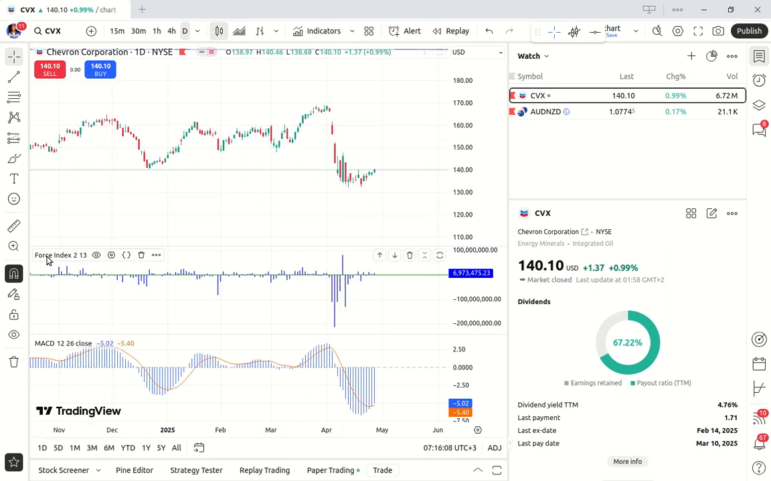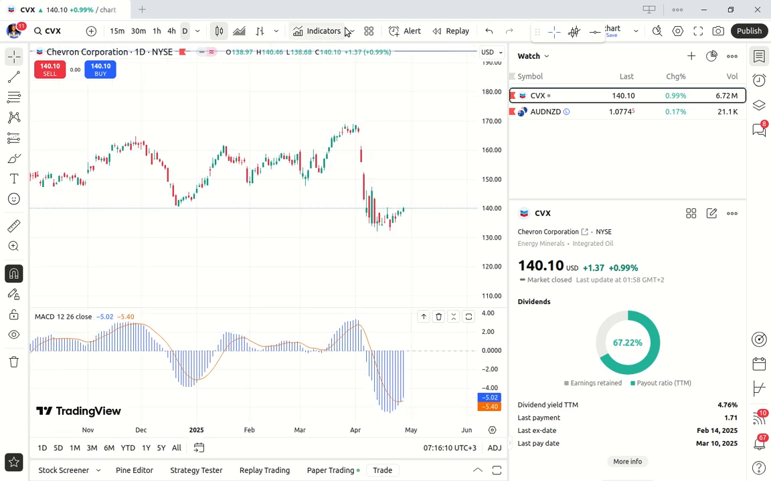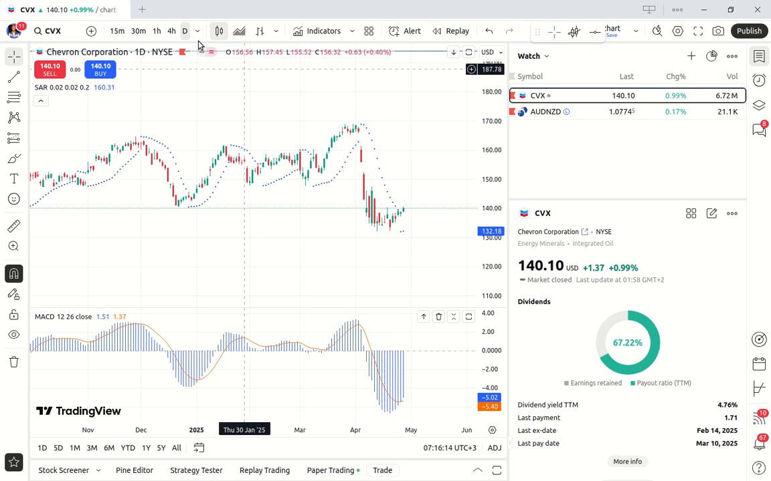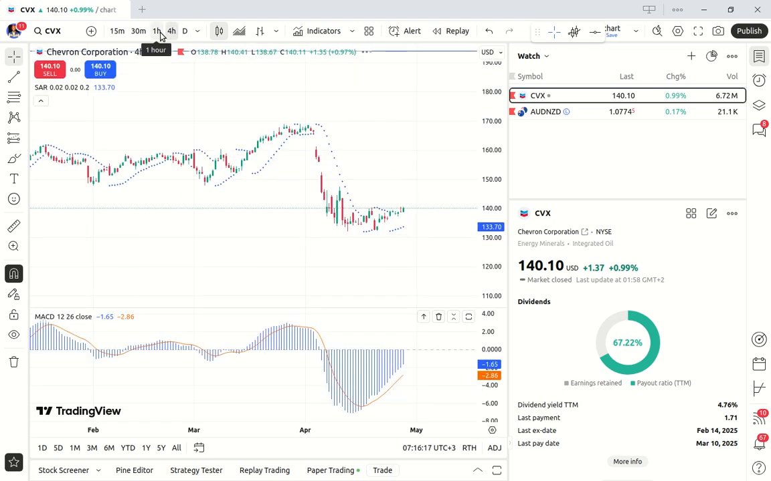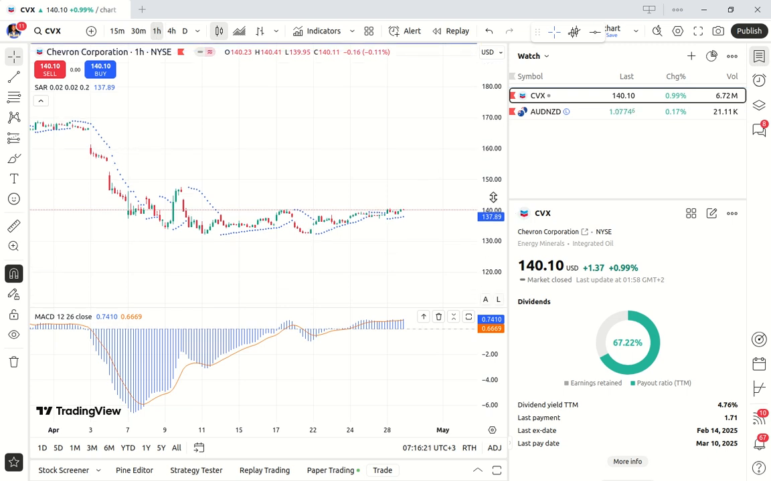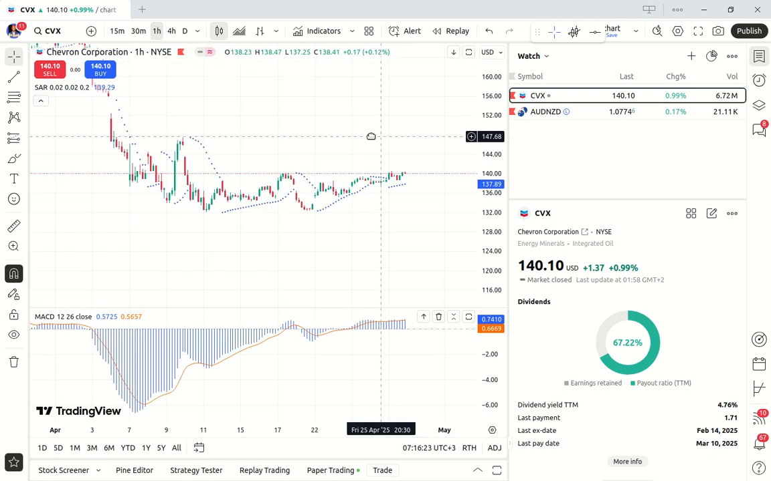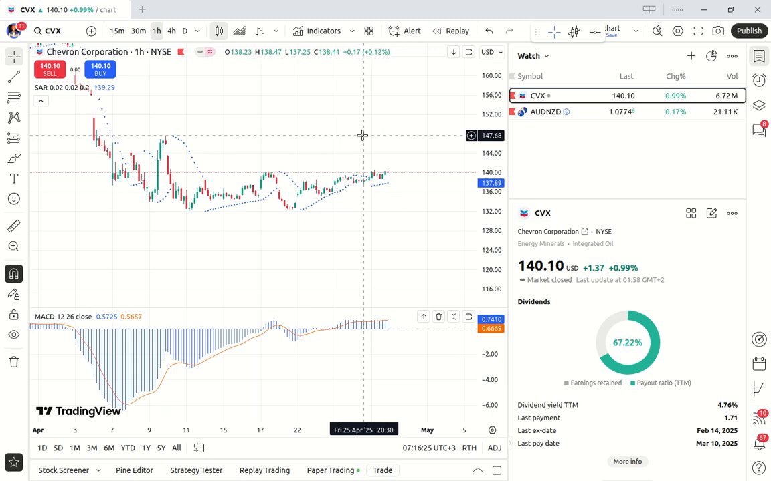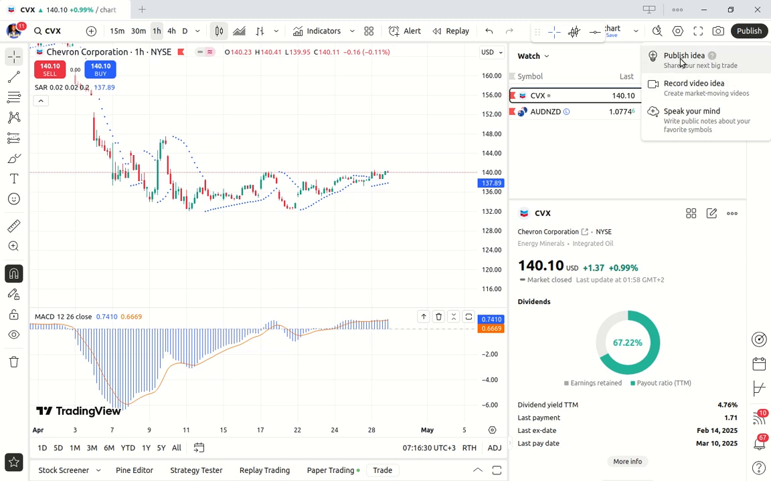Did you check the parabolic? Let's confirm that it was above the parabolic. Okay, yes, it is. It's been 2 days, so bingo. So I'm gonna post this on TradingView.